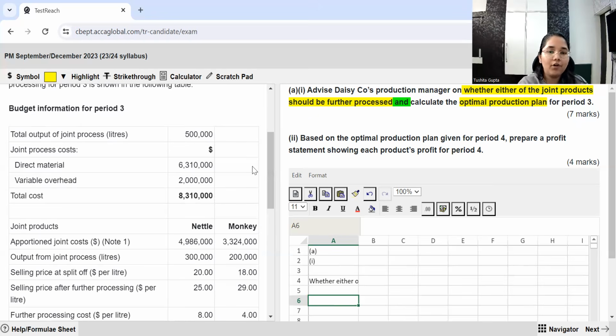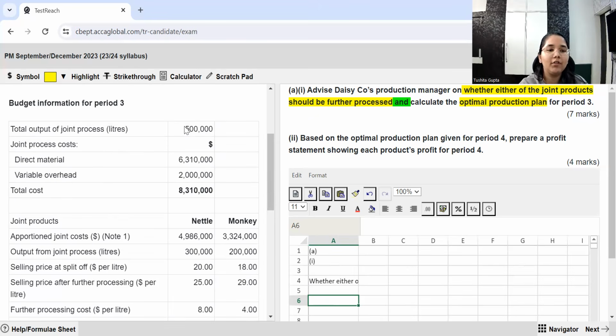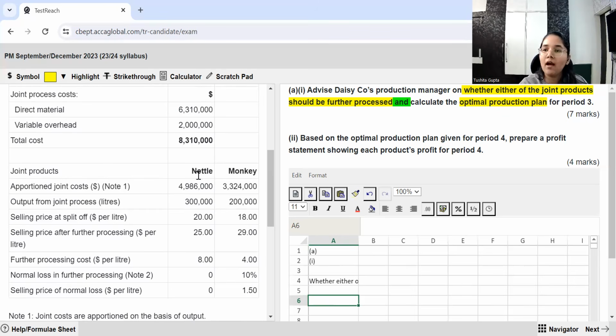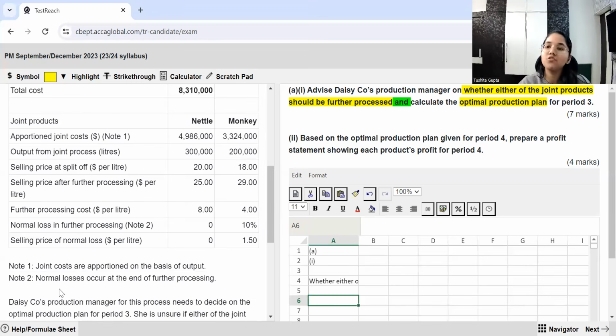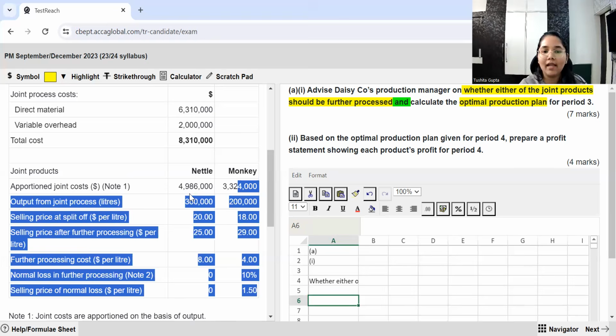So we have the information for period 3, and then it talks about period 4. So for the time being, for part 1A, I need information just till this point. So I will have a look what all is given to me. I have my total output, then I have joint process cost. This is the total cost, direct material and overheads. Then I have the regards to nettle and monkey. These are the joint apportioned costs, and it is mentioned that we are supposed to read note 1. So note 1 says joint costs are apportioned on the basis of output. So basically the output is in the ratio of 3:2. So this is how these 8310 have been apportioned to nettle and monkey.